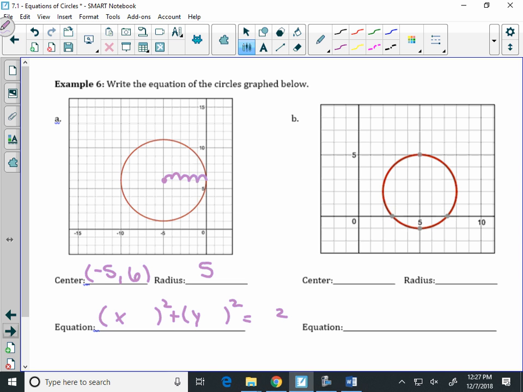So when we plug in the negative 5, what happens to it? That's 5. Good. And the 6, how are we going to write it in the equation? Minus 6. And then our radius goes here. To clean it up, what's 5 squared? So this becomes 25. We have to square a radius. We write it as 25. There's the equation. You can't leave it as 5 squared. You have to write it as 25.